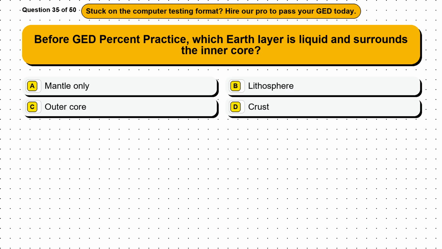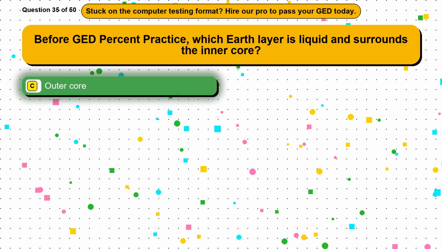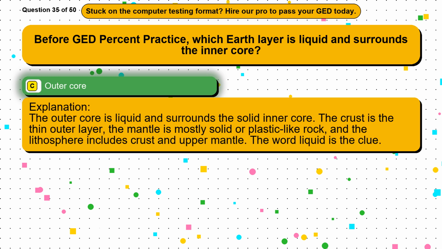Question 35. Before GED Percent Practice, which earth layer is liquid and surrounds the inner core? Option A, mantle only. Option B, lithosphere. Option C, outer core. Option D, crust. The correct answer is option C, outer core. The outer core is liquid and surrounds the solid inner core. The crust is the thin outer layer, the mantle is mostly solid or plastic like rock, and the lithosphere includes crust and upper mantle. The word liquid is the clue.